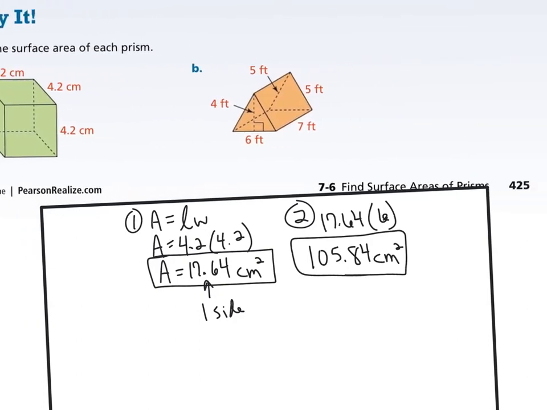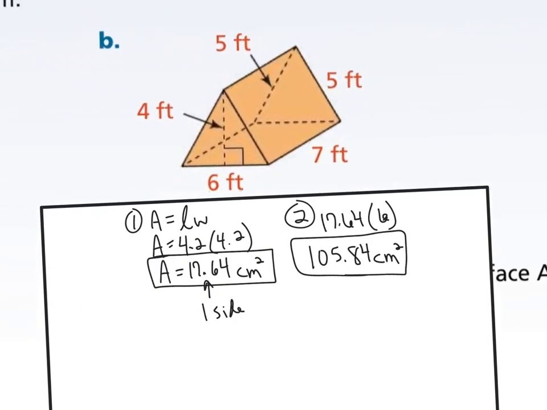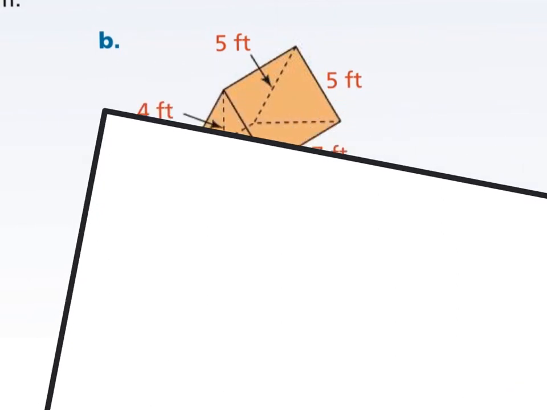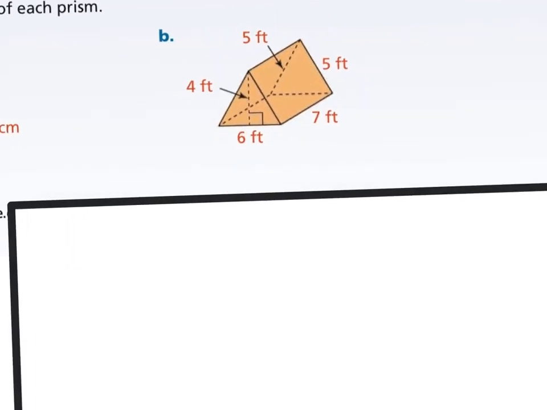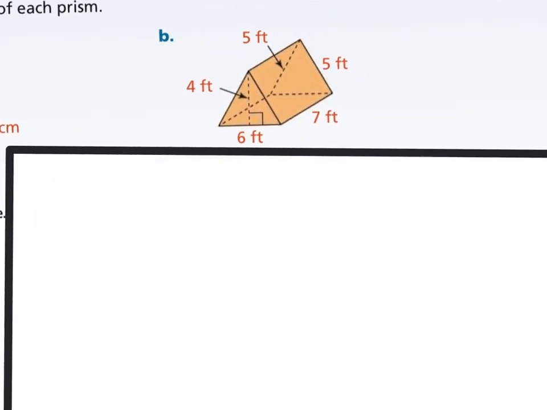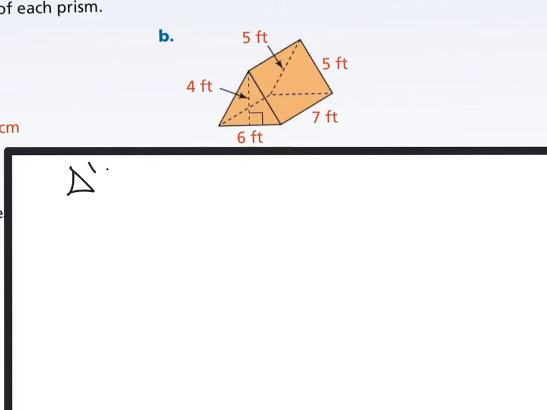Then if we look at part B, the idea is the same, but obviously all of our faces are not identical on this one. So it's going to take a little bit more to figure out our surface area here. However you want to do this, if you want to start with your triangles, you can.